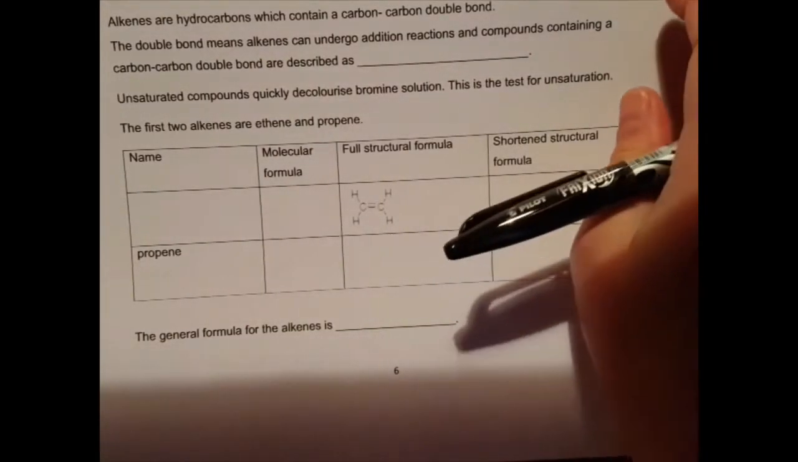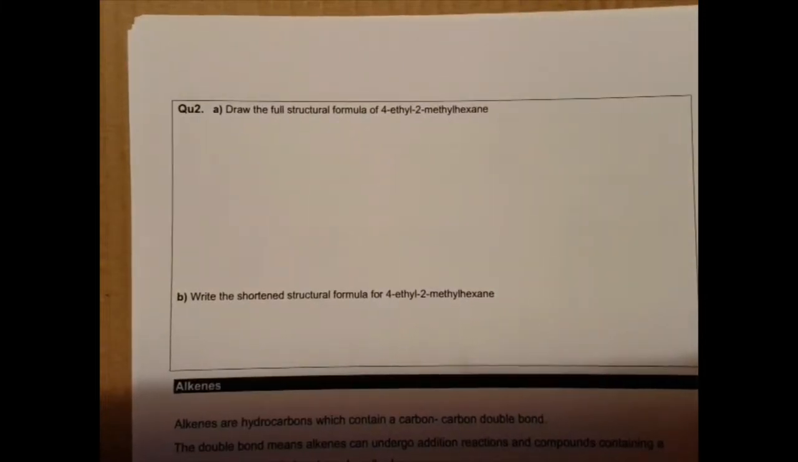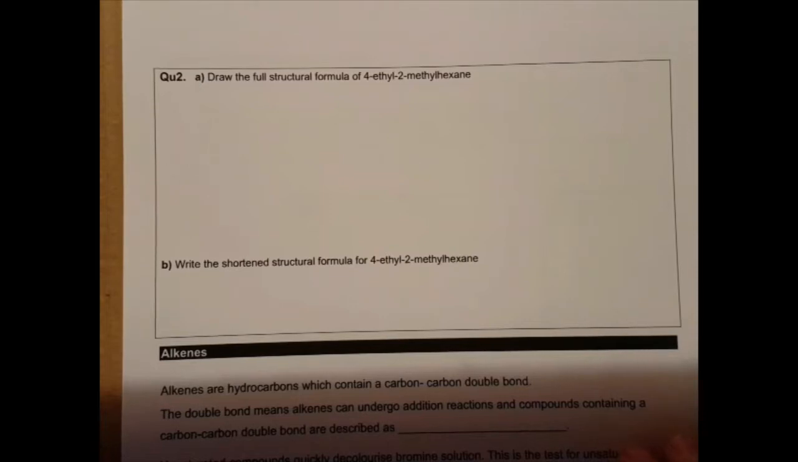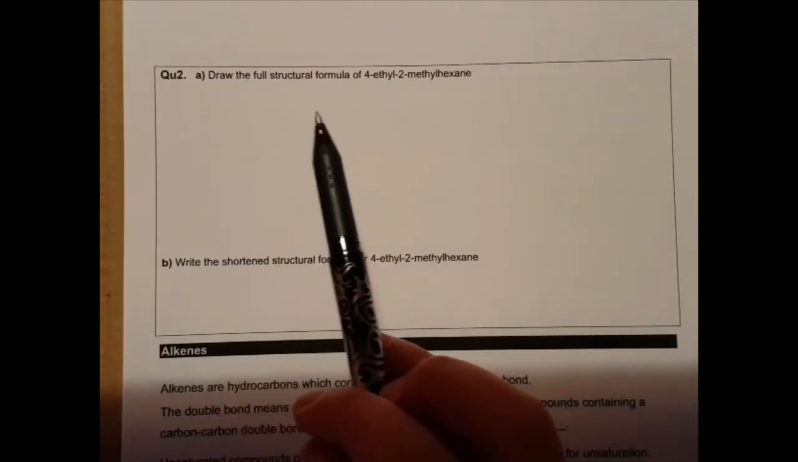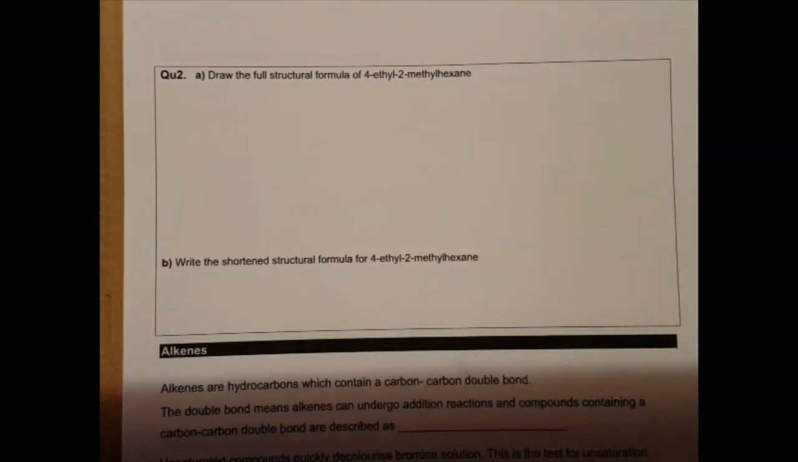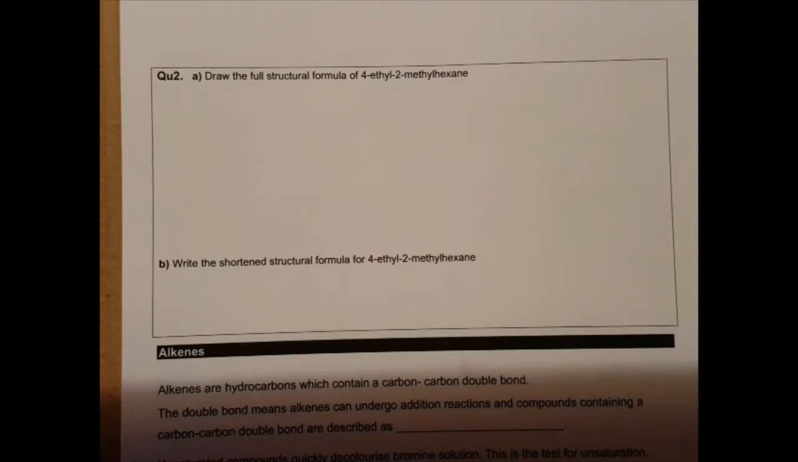Okay, so what we were doing before was naming based on the structure, and what we're going to look at just now is drawing a structure based on a name, probably slightly easier. So question 2 says, draw the full structural formula of 4-ethyl 2-methyl hexane. Again, if you think you're quite confident with this, what you can do is give this question a go yourself and pause the video and then just look over my explanation just to check that you got the right answer.